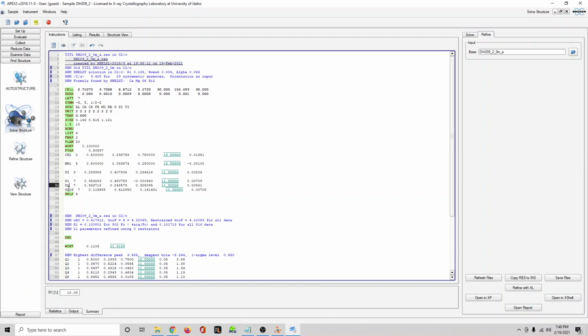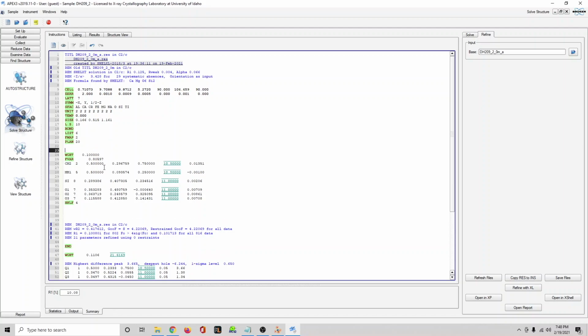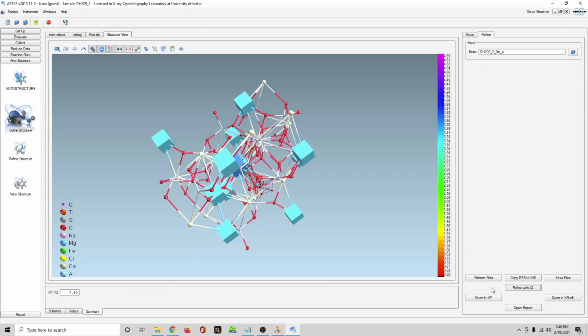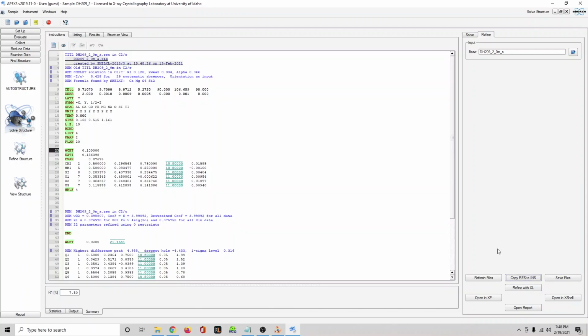One, 2, 3, and just to give it something to refine, I'll put in an extinction correction, which has to do with the absorption issues that the sample has, because the sample's pretty large. And that'll fix it a little bit. So you see that dropped the R value by 2.5%. And I will copy res to ins. I should also adjust the weight. Copy res to ins. Okay.